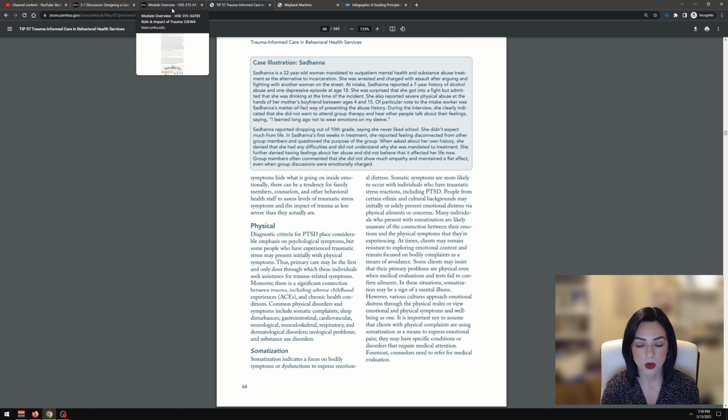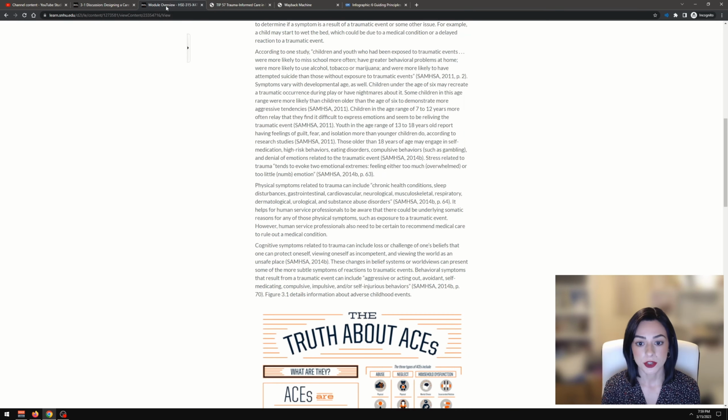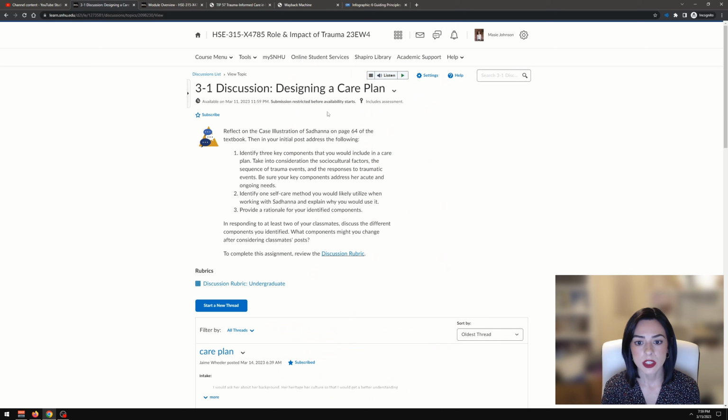So this is going to require you to think outside the box and be able to identify what some key aspects of this case are on your own. If you look at the discussion prompt, the first thing you're asked to do is identify three key components that you would include in a care plan. Take into consideration the sociocultural factors, sequence of trauma events, and the responses to traumatic events. Be sure your key components address the client's acute and ongoing needs.